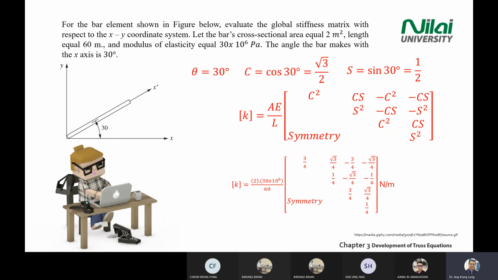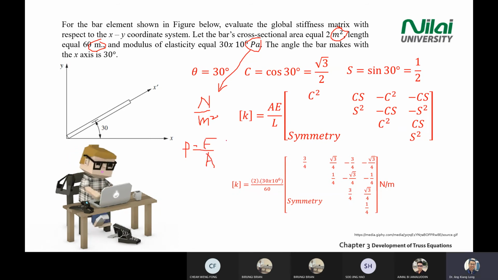Your K will be equal to 2 times 30 times 10 power 6 divided by 60. Be careful when it comes to test. I will play around with the unit. Make sure the unit is the same, or in SI units. Pascal, you have to know what I mean by Pascal. Pascal is Newton over meter square. How do I know this one? Pascal is pressure. Pressure equals force divided by area. The unit of force is Newton. The unit of area is meter square.